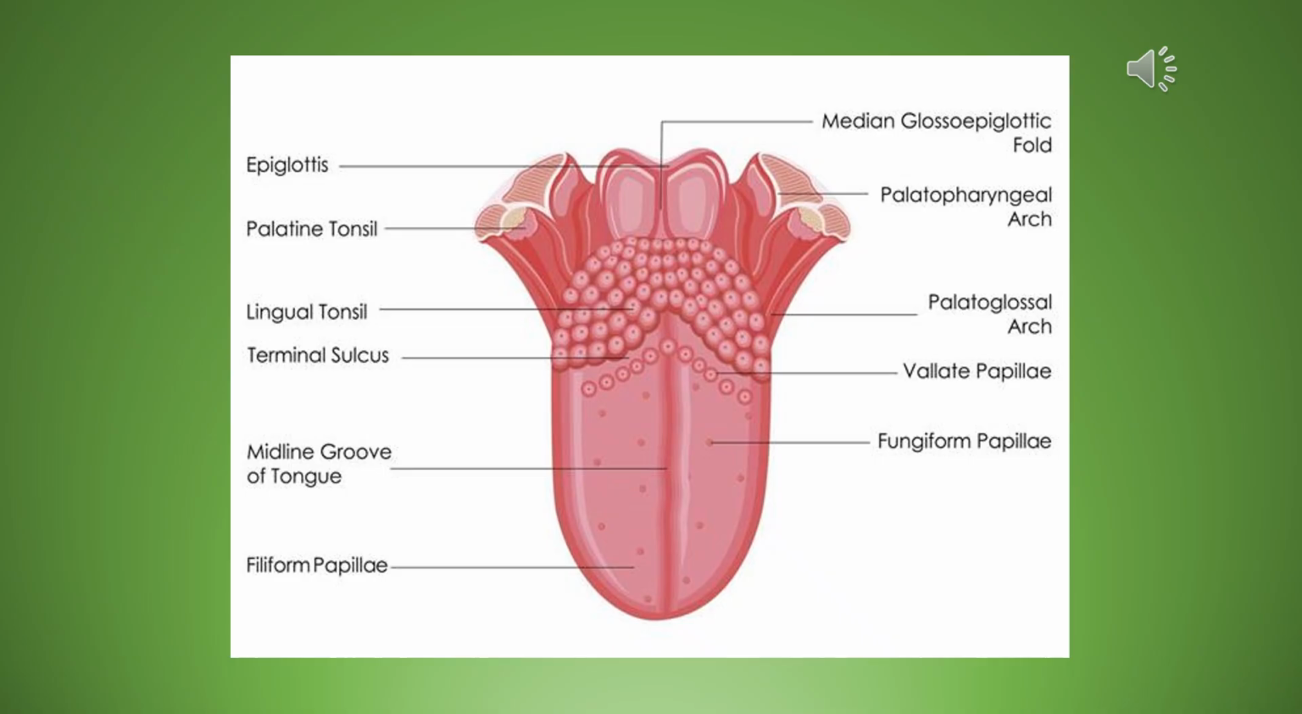Now, the ones making a V shape there going toward the posterior of the tongue, there are usually 8, 9, or 10 of these valate papillae. The valate papillae are rich with taste buds, having about 250 or 300 taste buds per papillae. So those are the papillae that have most of the taste buds.